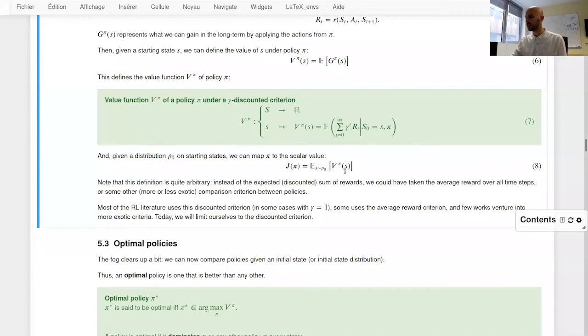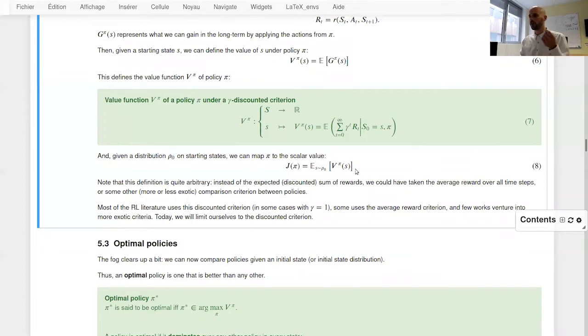Note that this definition, the definition of this criterion, is quite arbitrary. Instead of the expected sum of rewards, we could have taken the average reward of all time steps as a criterion. It was kind of arbitrary of me to impose that. We could actually have taken any other criterion, more or less exotic, that could help us compare policies together.